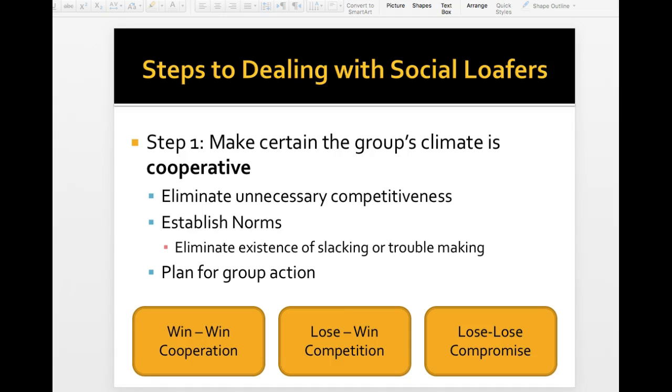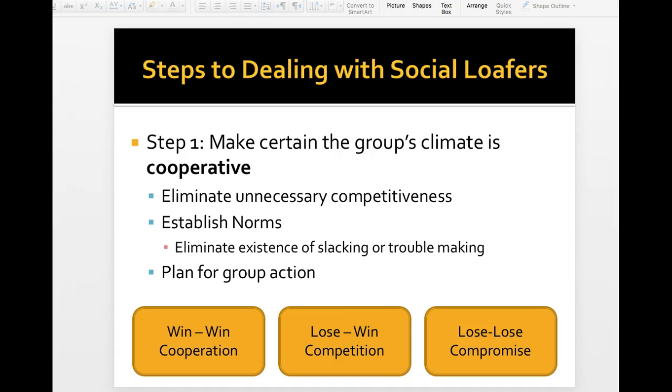Something that really is effective is establishing norms. Norms are expectations or rules for behavior. So if you sit down as a group, perhaps your small group for this class, and you say, okay, when we're studying for the test, everybody puts their cell phone away and everybody's engaged in reviewing and studying at the same time. That's a norm. You've set up this expectation for behavior that you want the group members to abide by.